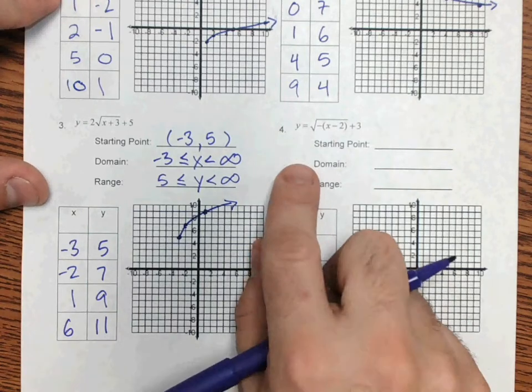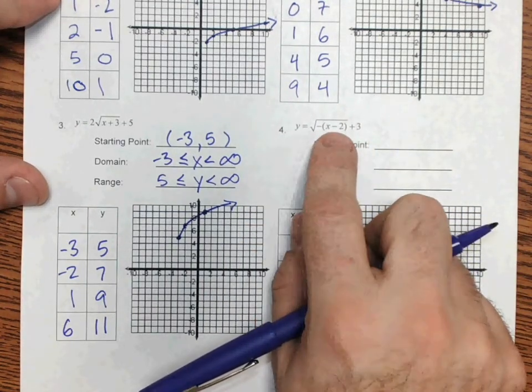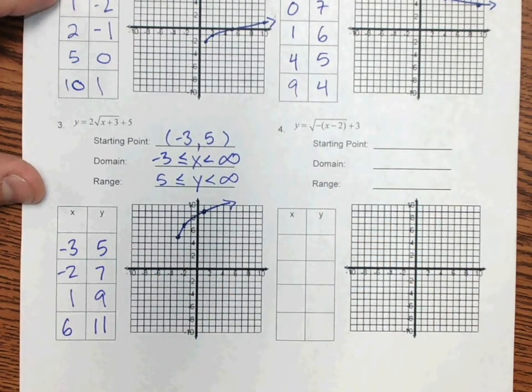Okay, next graph, same deal. Look at the inside of the square root. I have negative x plus.